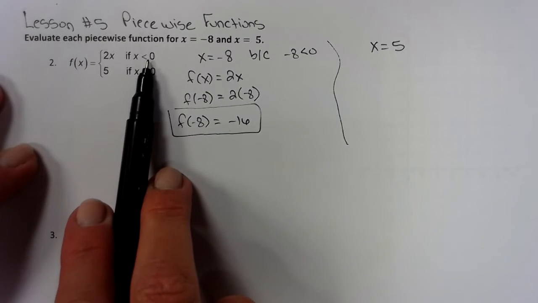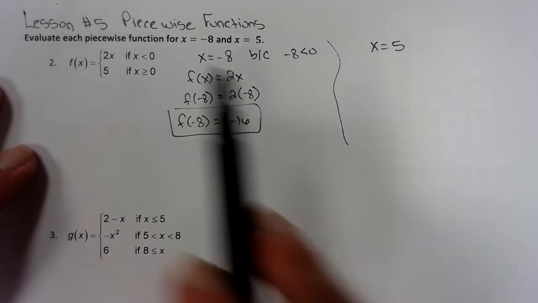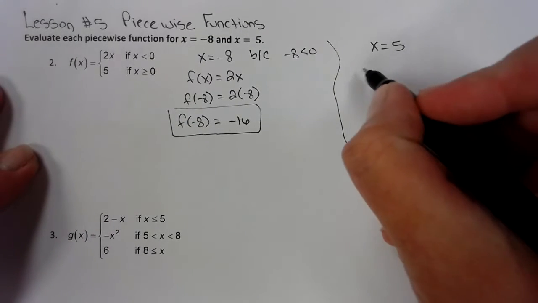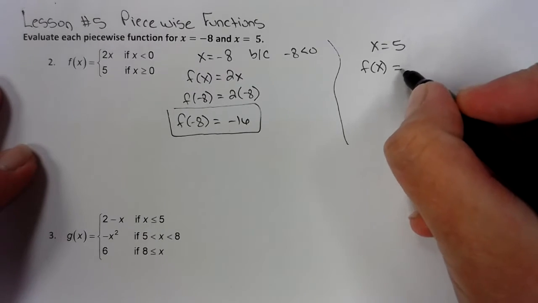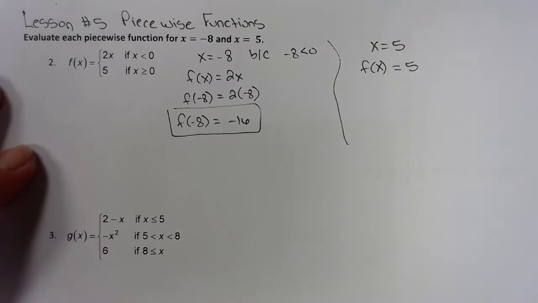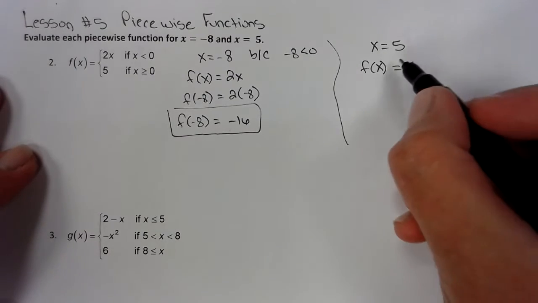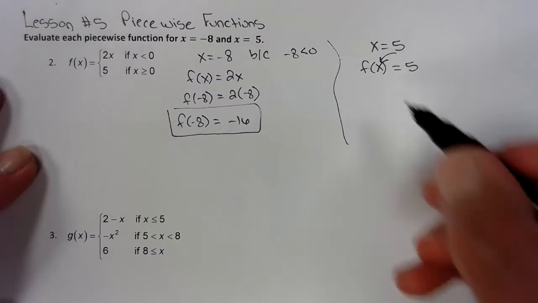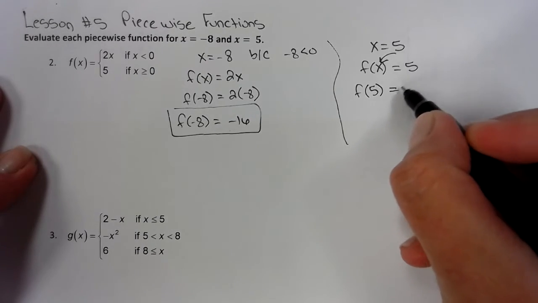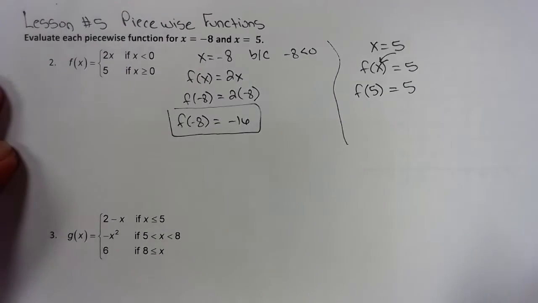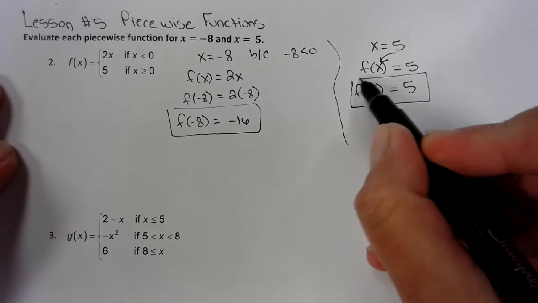Is 5 smaller than 0? No. Is 5 bigger than 0? Yes. So we're going to use the function f of x equals 5. So the 5 goes in place of the x, and we get f of 5 equals 5.